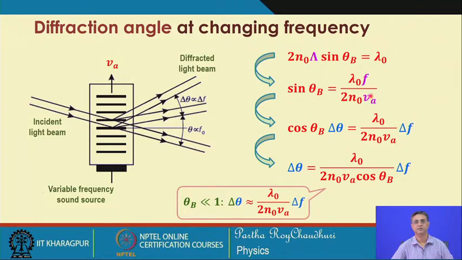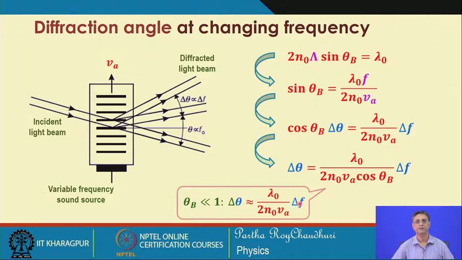Now, if you take the differential of this equation on either side, then we can write cosine theta b delta theta, which is equal to this quantity into delta f. So, this tells you that delta theta is proportional to delta f, that is the acoustic frequency. So, the deflection angle is directly proportional to the acoustic frequency, provided that for small Bragg angle condition, that is theta b is much less than 1, we can rewrite this equation, that delta theta is proportional to delta f. So, this is the basic guideline of a modulator deflector.